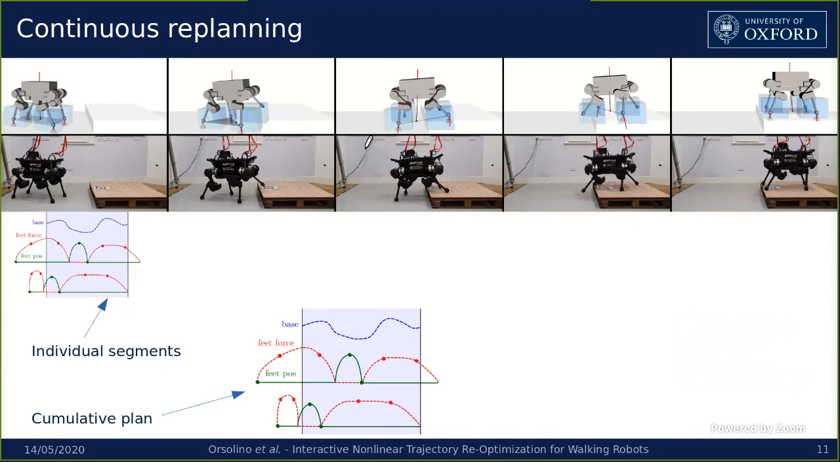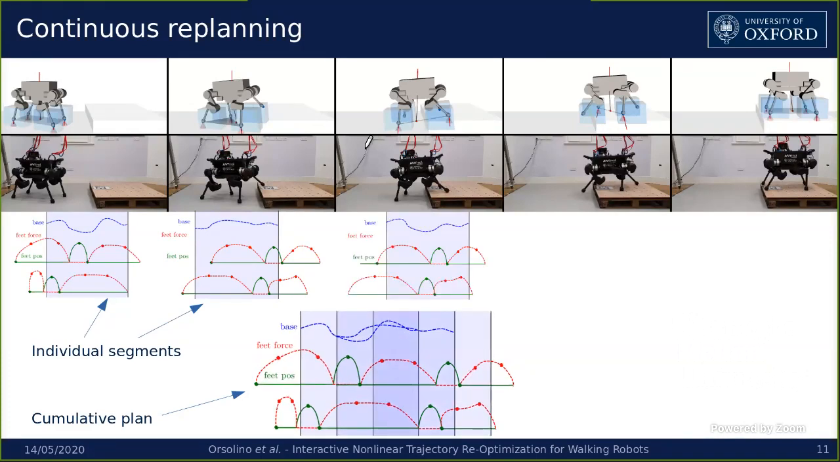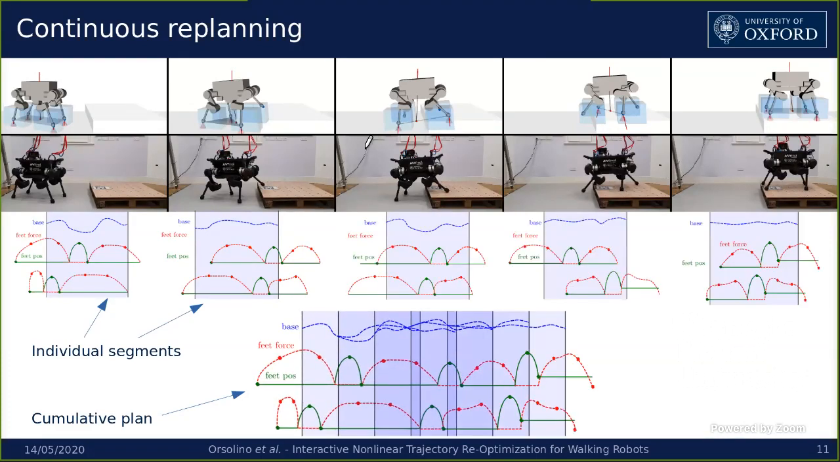And at each of these time instants, we can run a nonlinear trajectory optimization problem that reoptimizes the walk and allows the robot to react to possible unexpected events and also to interact with the direction commands of the user. So if we stack together the individual plans, we can obtain the cumulative plan that represents the trajectory of the robot from start to end.